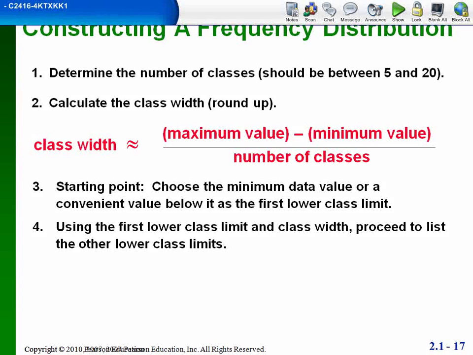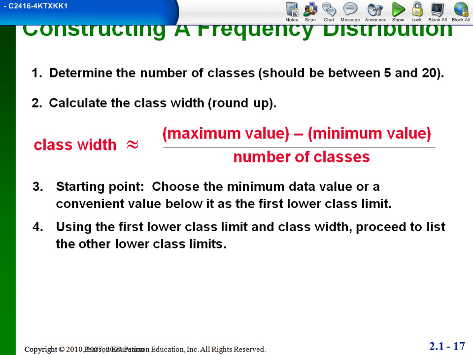For example, let's say that your lowest number was 32, and your class width was 10. You add 10 to 32, and you get 42 down here, not up here. It goes down here. Then you add another class width, and you get 52. Then 62. So you're adding the class width each time to go down to your lower limits.